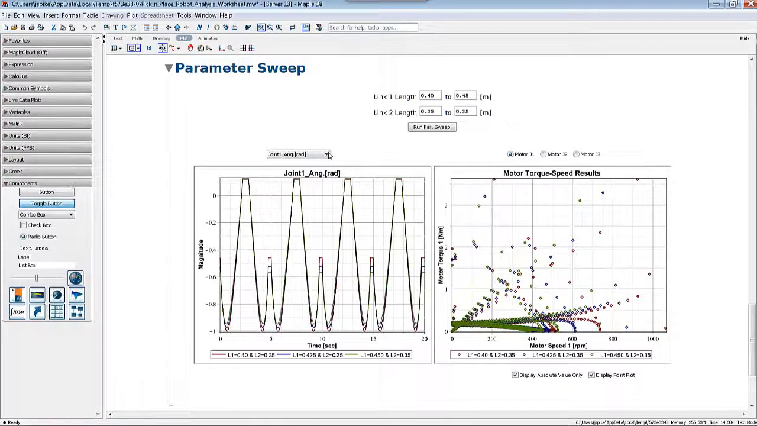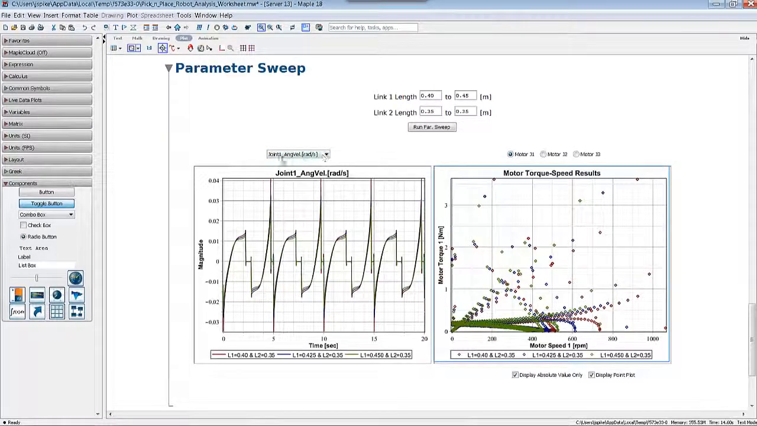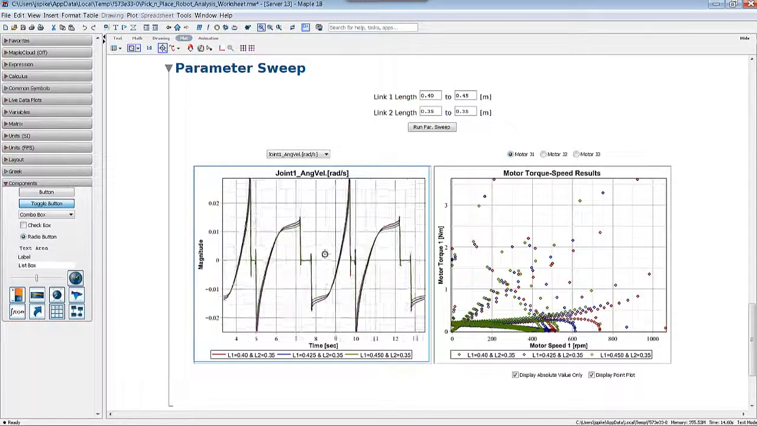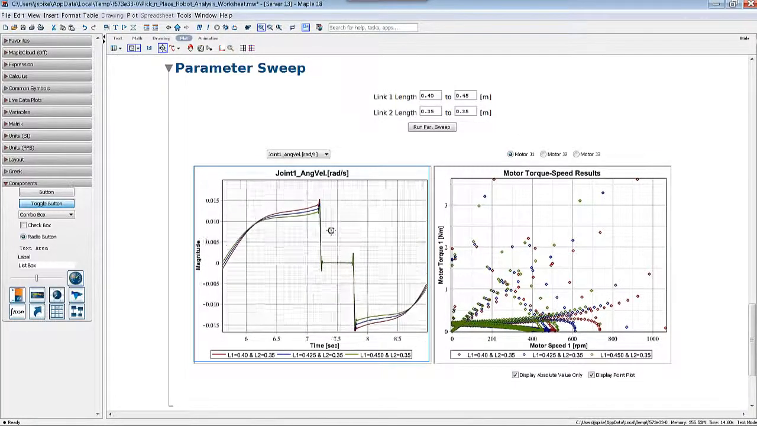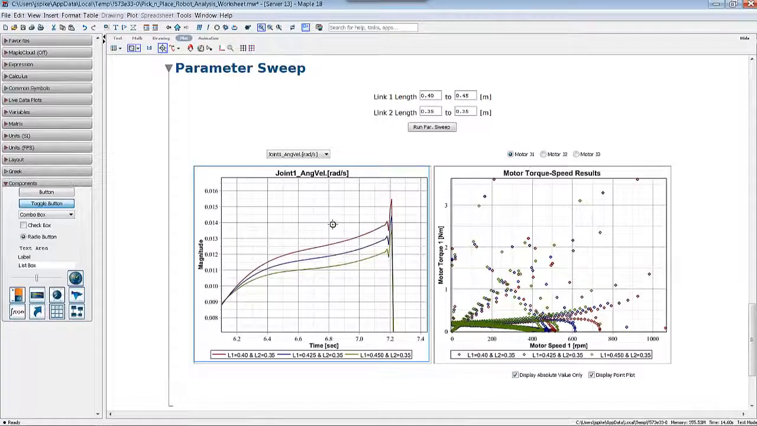Additionally, I can take a look at how different information appears through the parameter sweep, such as joint 1 velocity information. We can see that there are significant variations in the joint angle as the swept parameters are changed, and that the loading will then change throughout the entire mechanism just by changing the dimensions.